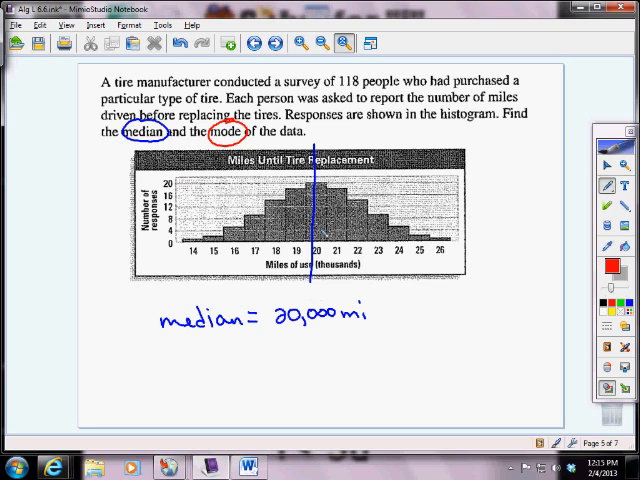20 people said 20,000 miles. So our mode is going to be also 20,000 because it occurs most frequently. It is the highest column. Okay? So in this case, our median and our mode both are the same. That's not always true, but when you have a nice even distribution of data, okay, the median, since it puts it in order, is going to be in the middle, and the mode is going to be the highest column.